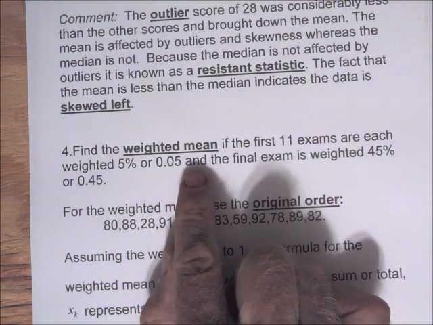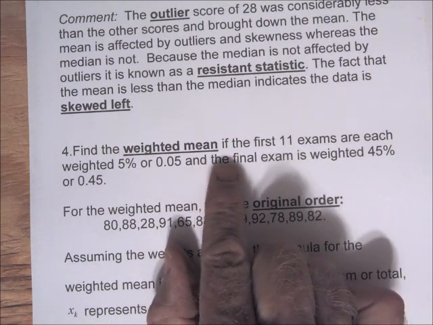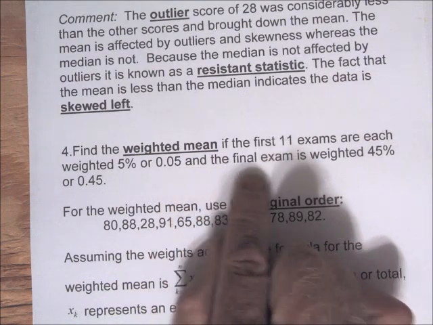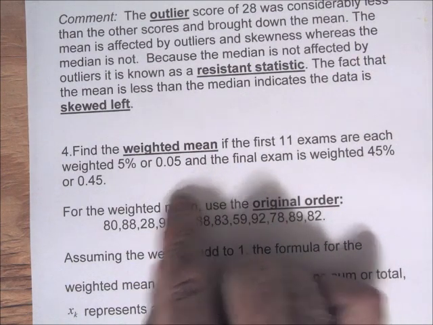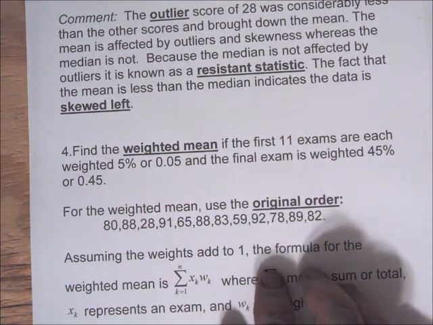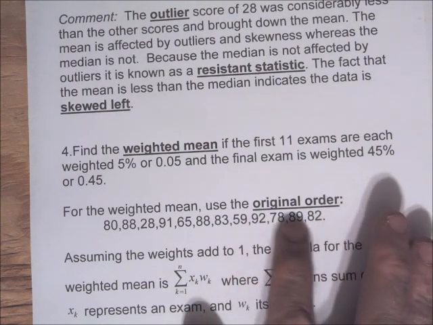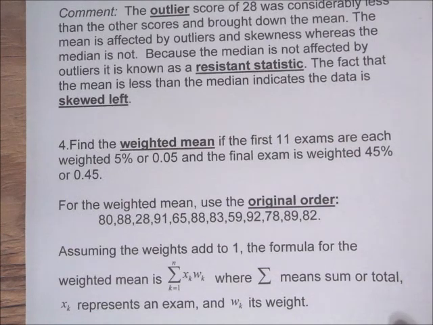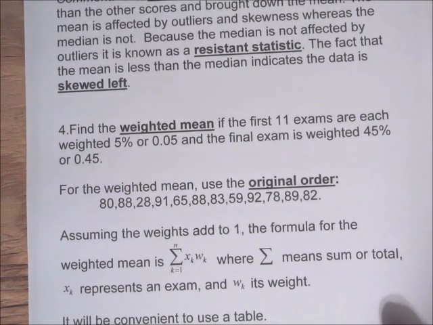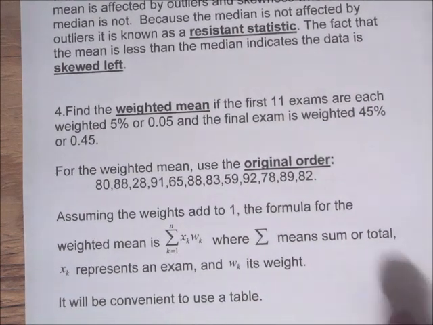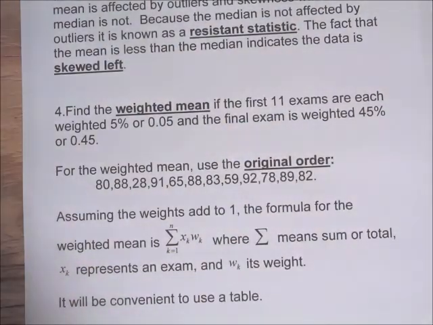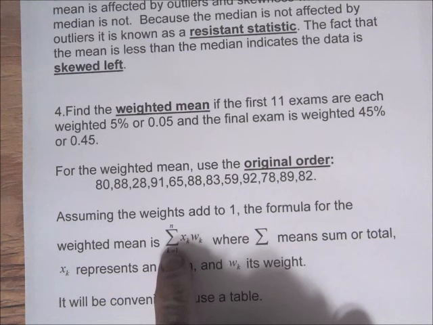But anyway, we want to find the weighted mean if the first exams are each weighted 5% or 0.05, and the final exam is weighted 45% or 0.45. So for the weighted mean, we want to use the original order, and usually the weights add up to 1. If not, we'll use a slightly different formula. But usually the weights will add up to 1, and the formula is the sum again.